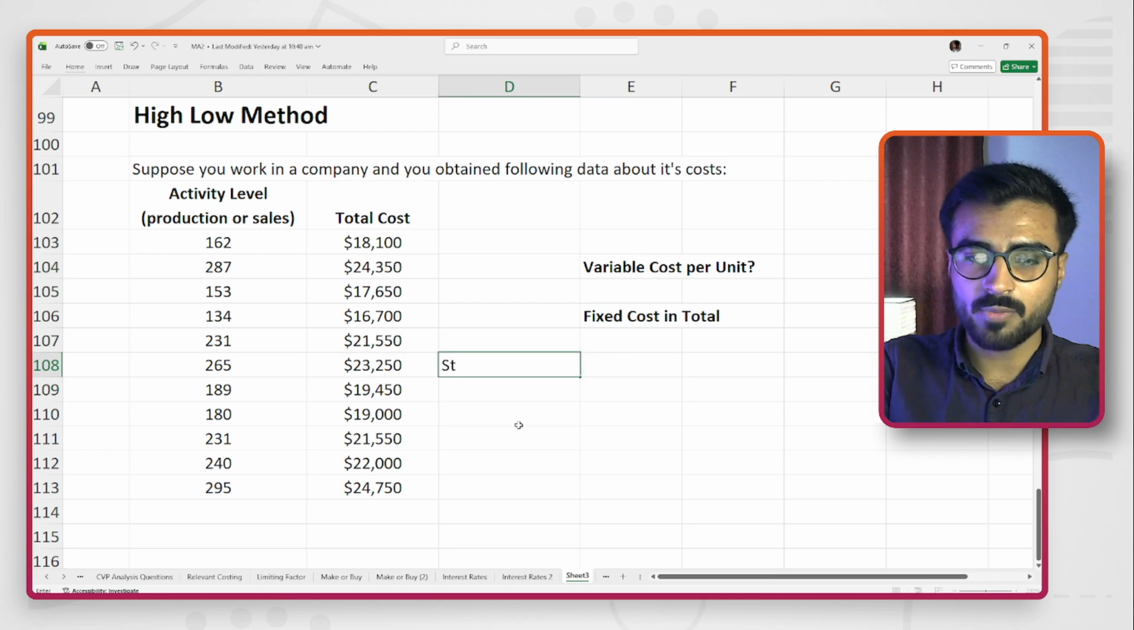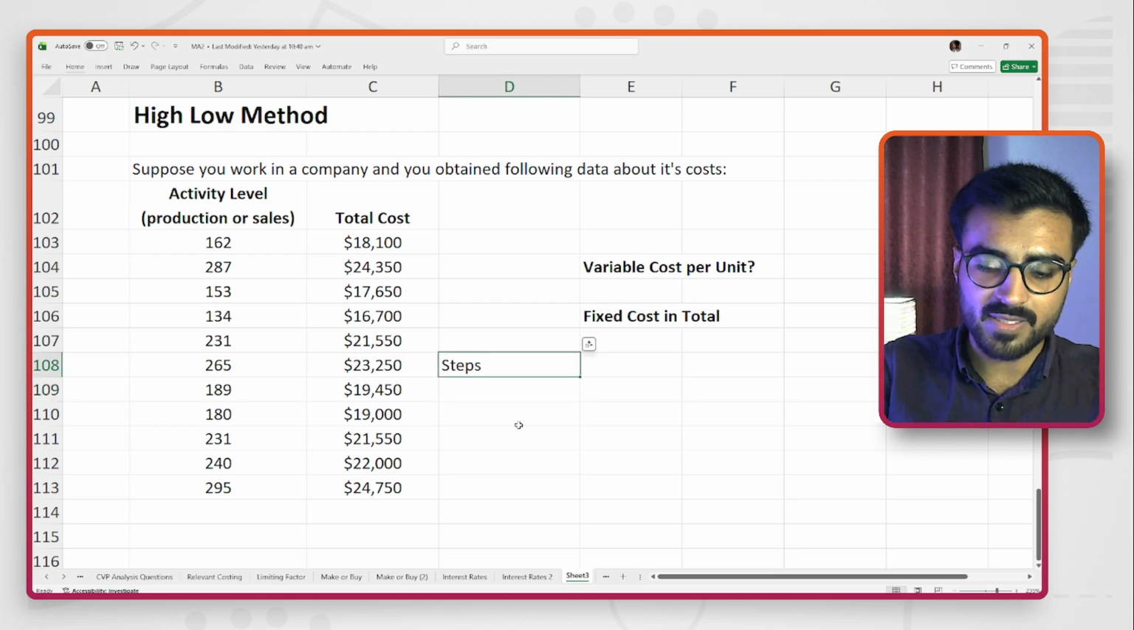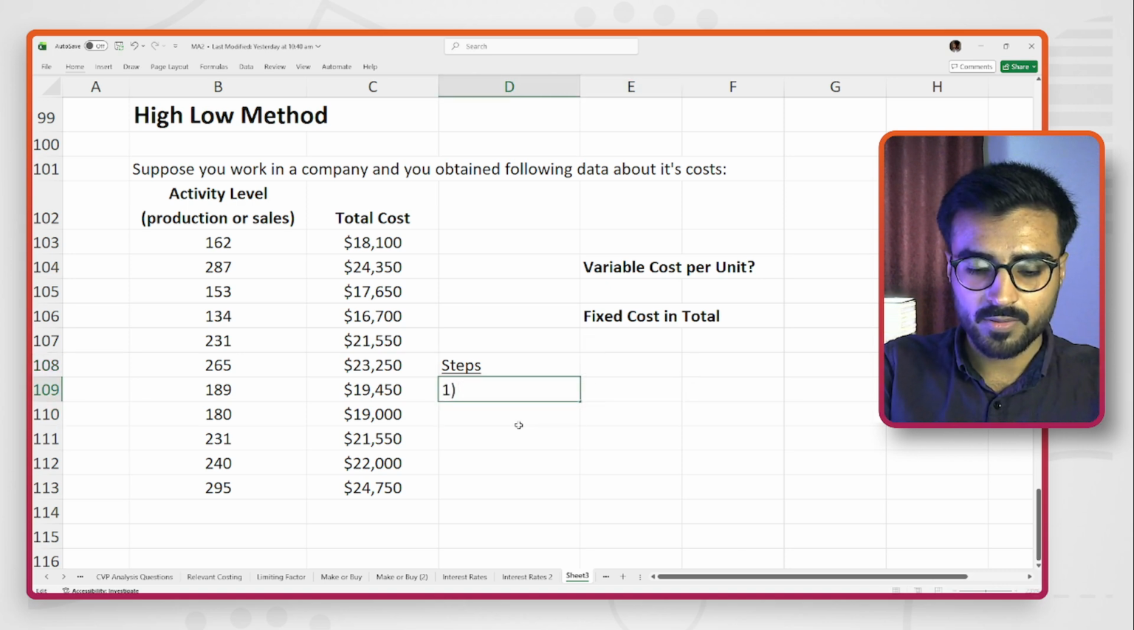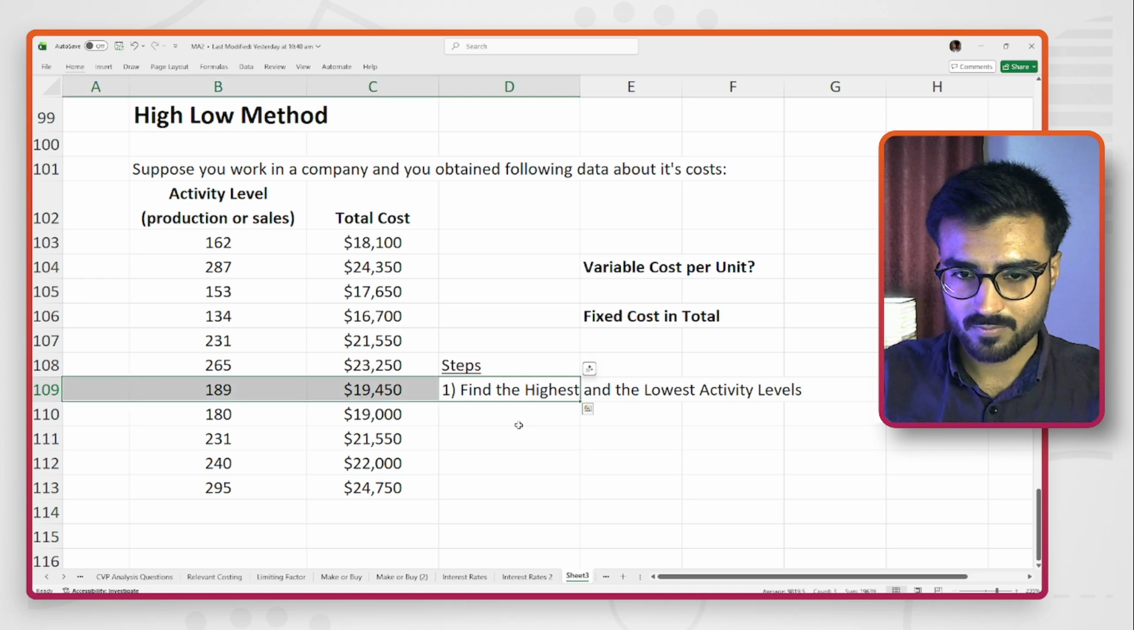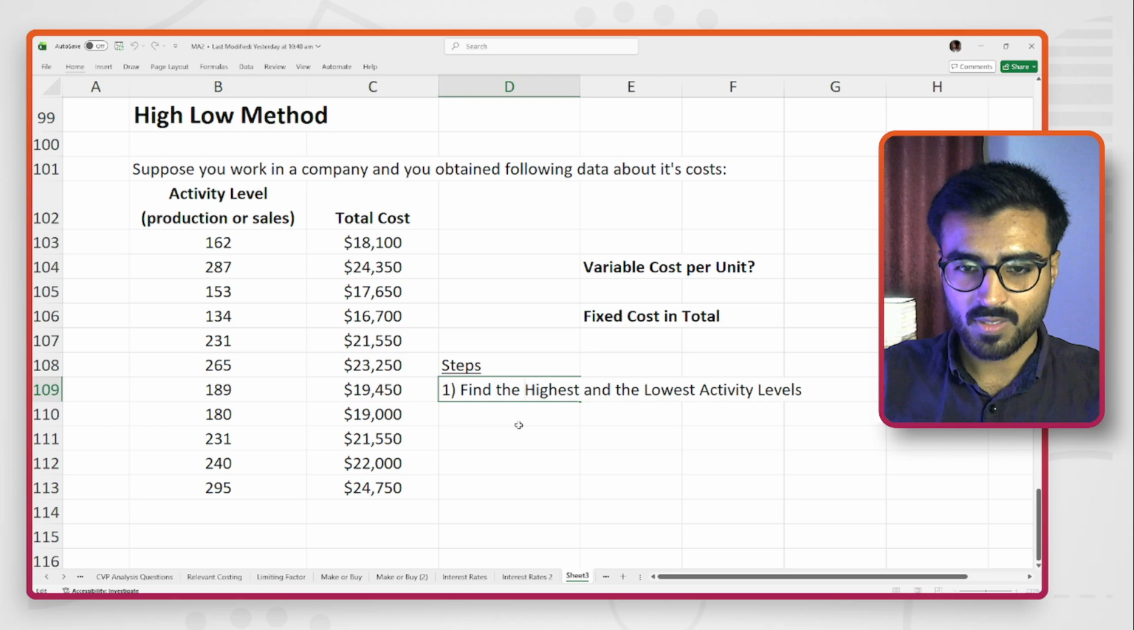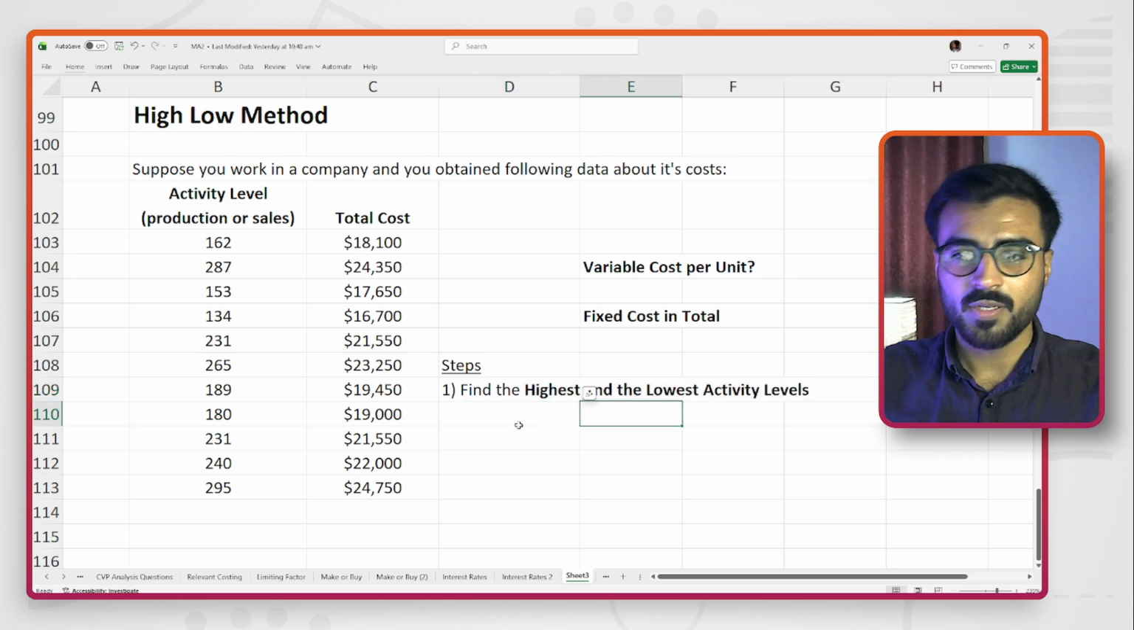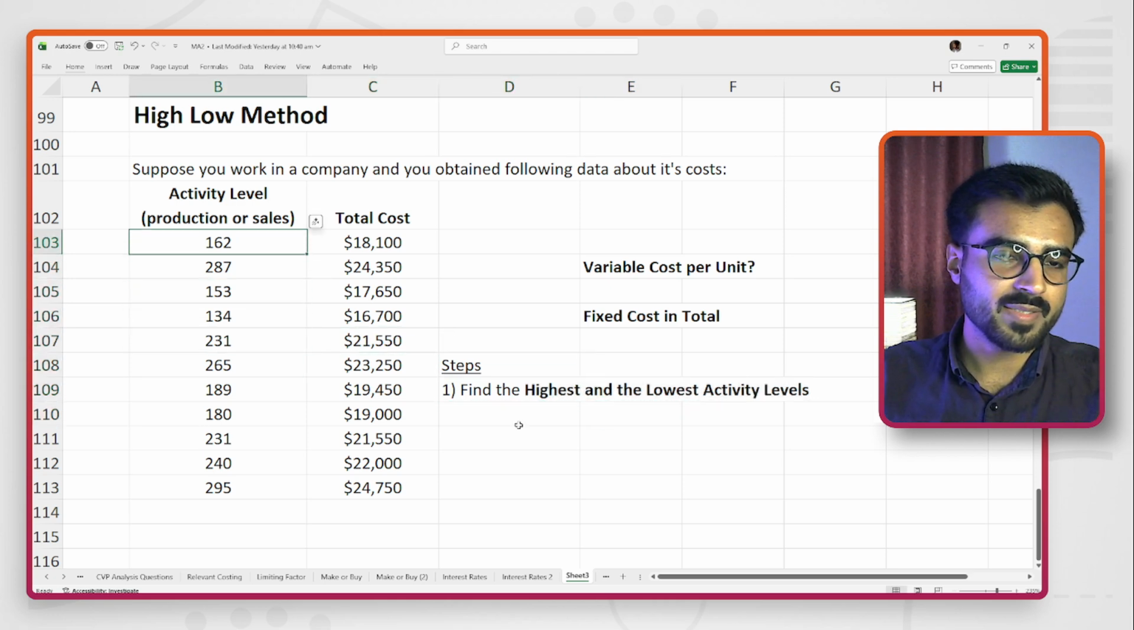To apply the high-low method, you have to follow these steps. Very simple and easy steps. Step number one: find the highest and the lowest activity levels. Okay, so let's spot the highest and lowest activity levels.